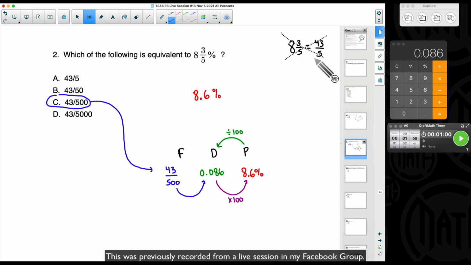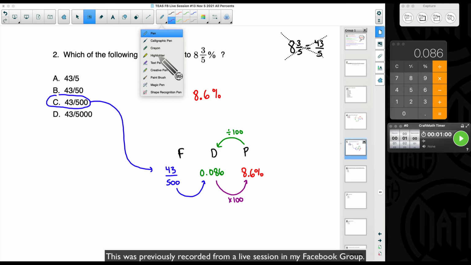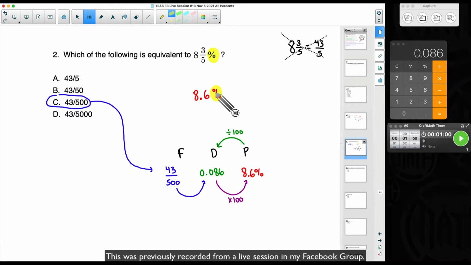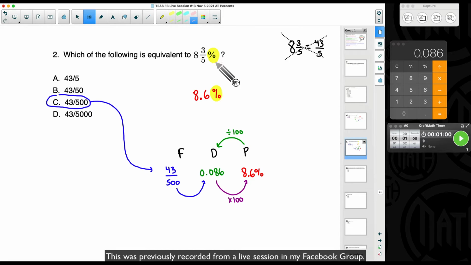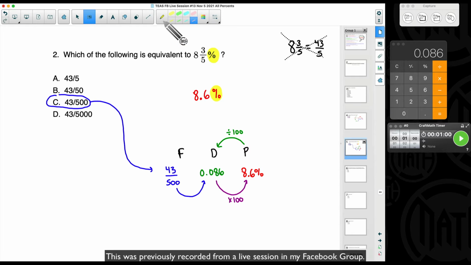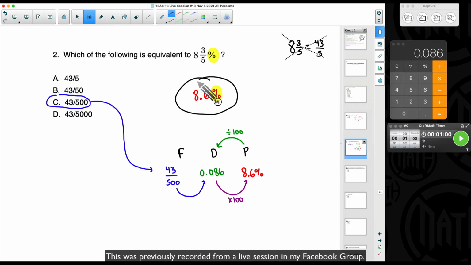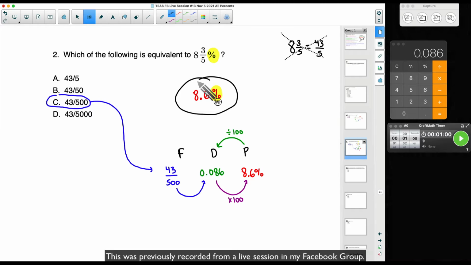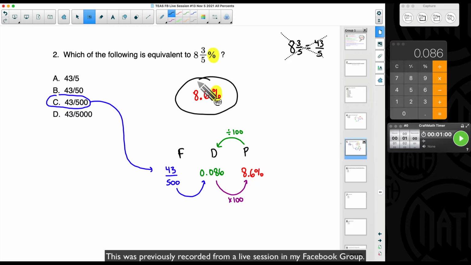A is not correct because this 8 3/5 is a percent. That changes the whole ball game. That can be confusing, but if you see a percent symbol, it makes it a percent. And let me ask y'all this question. Suppose you took a test and your grade was an 8.6%. That means you didn't do too well, assuming we're talking about out of 100%. 8.6 is not a good test grade out of 100%.